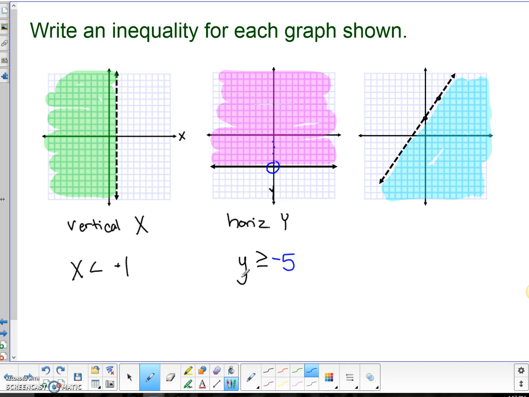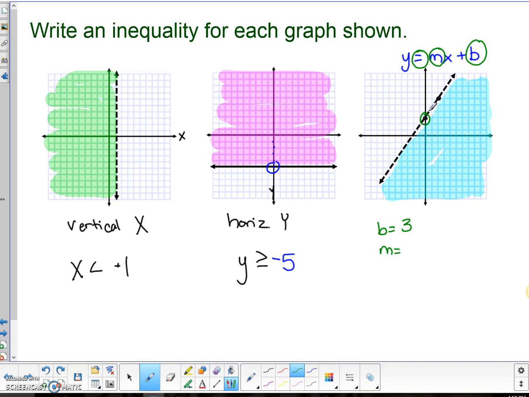Anytime you have a single variable in your inequality, you know it's either a vertical line or a horizontal line. For all diagonals, you're going to use slope-intercept form to write your inequality. So you have to figure out what's your b, what's your m, and what type of symbol you are going to use. So for this one, we can see that b should equal 3 because it crosses here at 3.